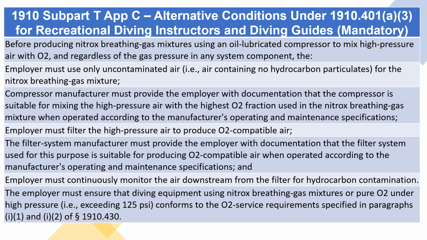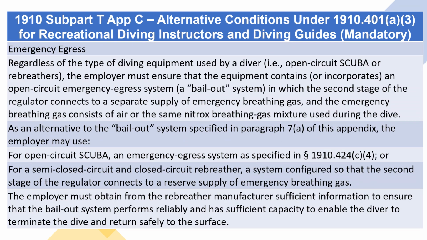The employer must ensure that diving equipment using nitrox breathing gas mixtures or pure O2 under high pressure, i.e., exceeding 125 psi, conforms to the O2 service requirements specified in paragraphs I-1 and I-2 of section 1910.430. Emergency egress. Regardless of the type of diving equipment used by a diver, i.e., open-circuit scuba or rebreathers, the employer must ensure that the equipment contains, or incorporates, an open-circuit emergency egress system, a bailout system, in which the second stage of the regulator connects to a separate supply of emergency breathing gas, and the emergency breathing gas consists of air or the same nitrox breathing gas mixture used during the dive.